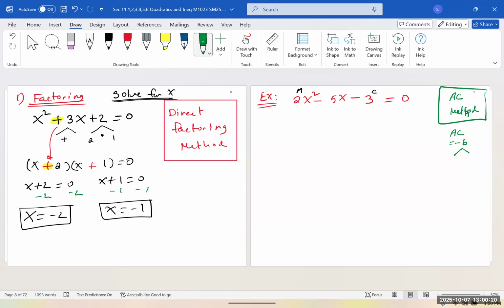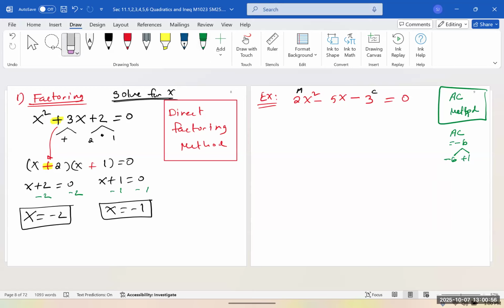-5 times 1 is not -6. Multiply to -6. You're close. -3 times 2 is -6, but -3 plus 2 is -1. -6 and +1. So see, you're almost correct. It's not 5, it's 6. So -6 and +1. You find two factors.